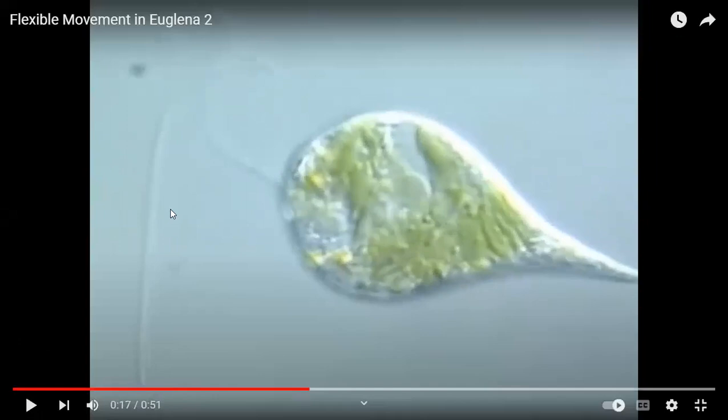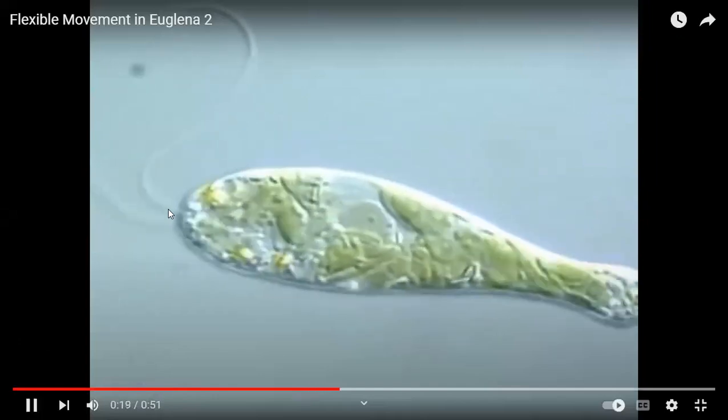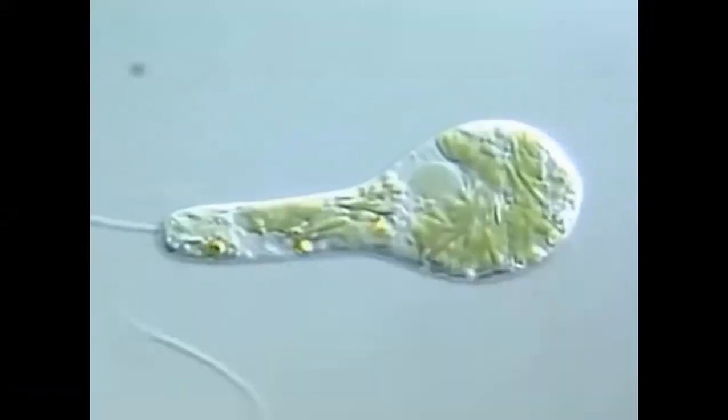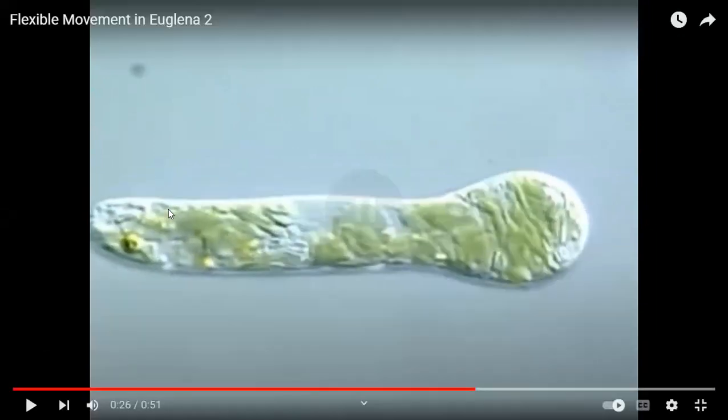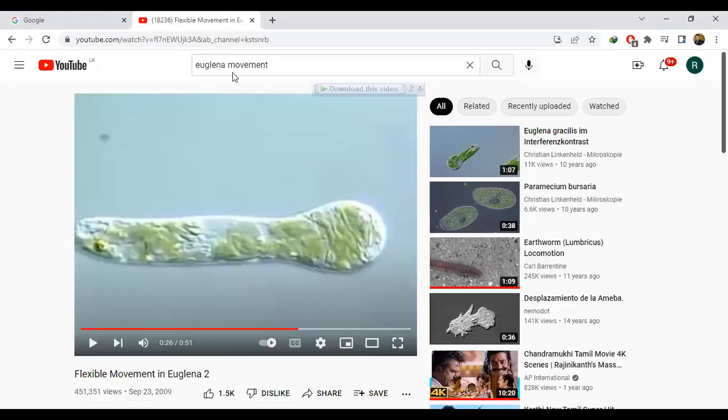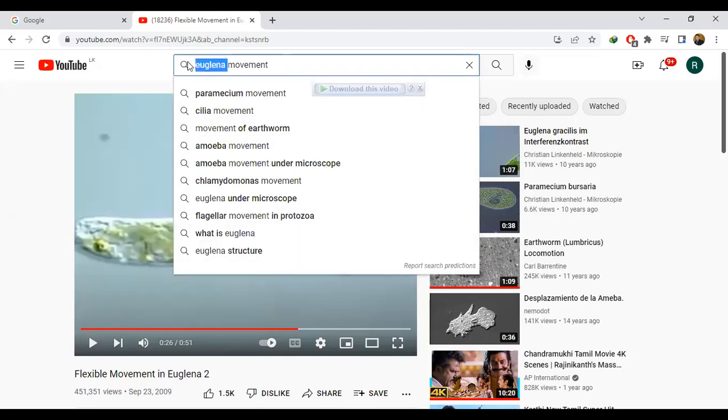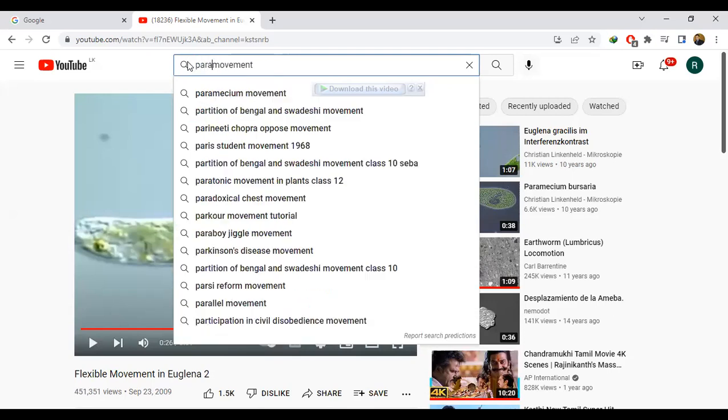How many flagella does Euglena have? Two flagella. Right. Similarly, tell me one organism that uses flagella as a locomotor structure. Euglena.